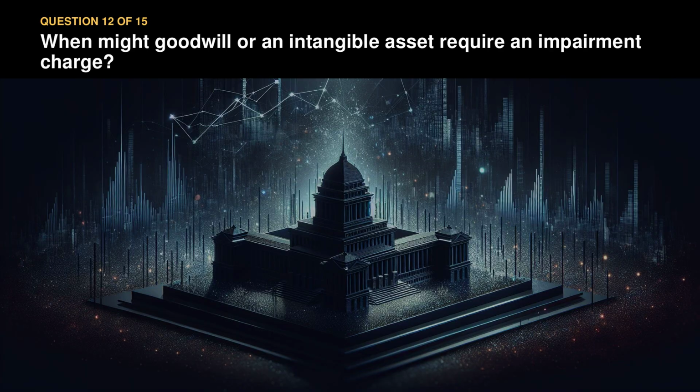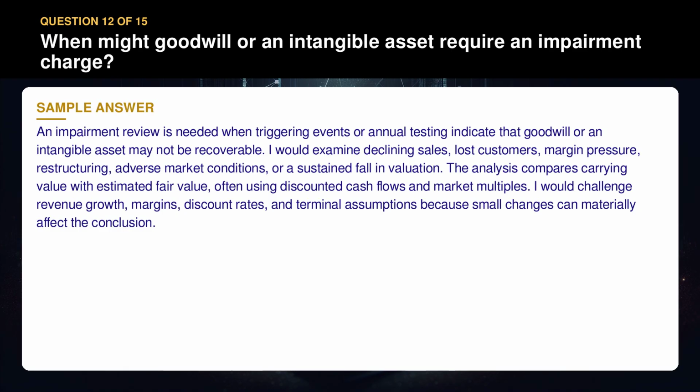Question 12. When might goodwill or an intangible asset require an impairment charge? An impairment review is needed when triggering events or annual testing indicate that goodwill or an intangible asset may not be recoverable. I would examine declining sales, lost customers, margin pressure, restructuring, adverse market conditions, or a sustained fall in valuation. The analysis compares carrying value with estimated fair value, often using discounted cash flows and market multiples. I would challenge revenue growth, margins, discount rates, and terminal assumptions because small changes can materially affect the conclusion.